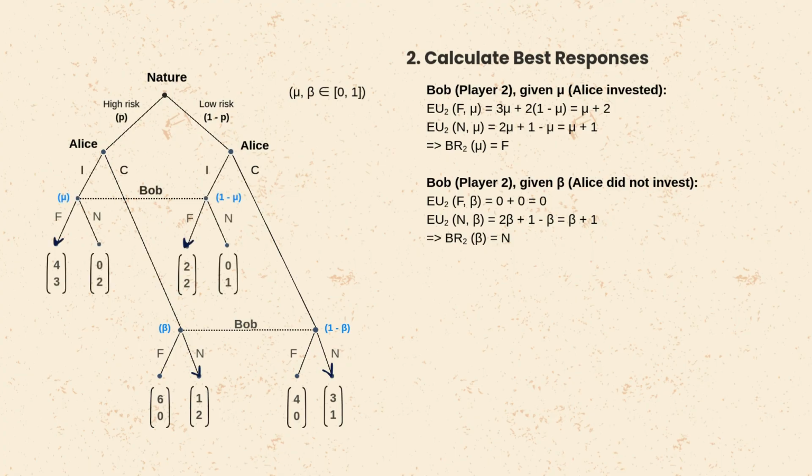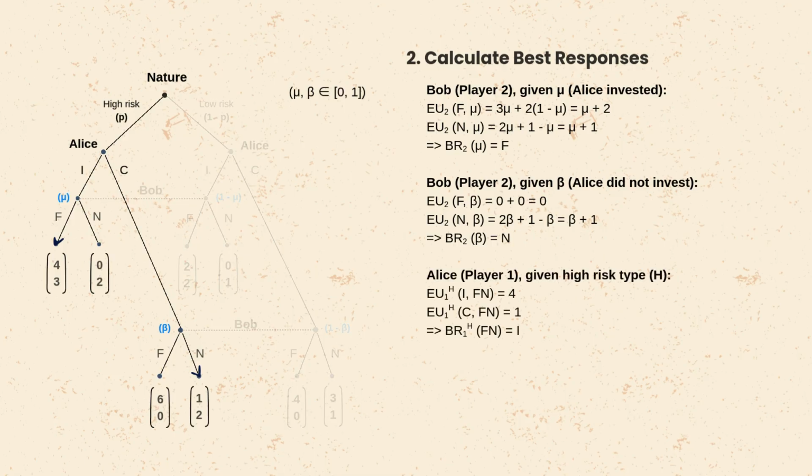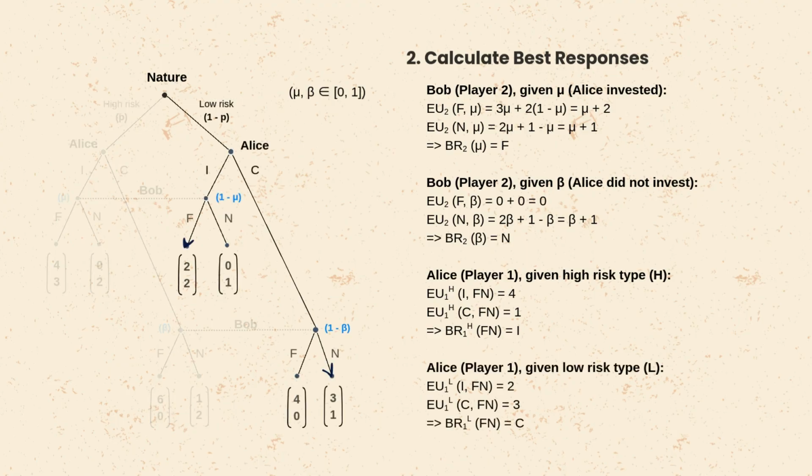Now using the sequential rationality, we look at Alice's best response. Knowing Bob's strategies, high-risk Alice can either choose to invest and get 4, or not and get 1. Her best response is to invest. Meanwhile, the low-risk Alice can invest and get 2 or not invest and get 3. She will choose not to invest.